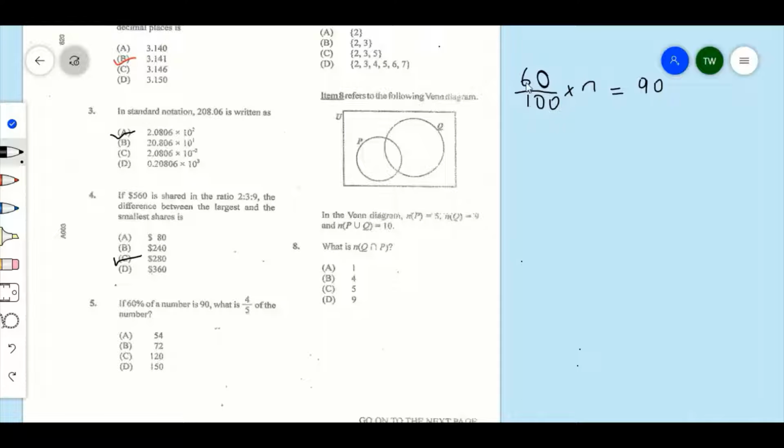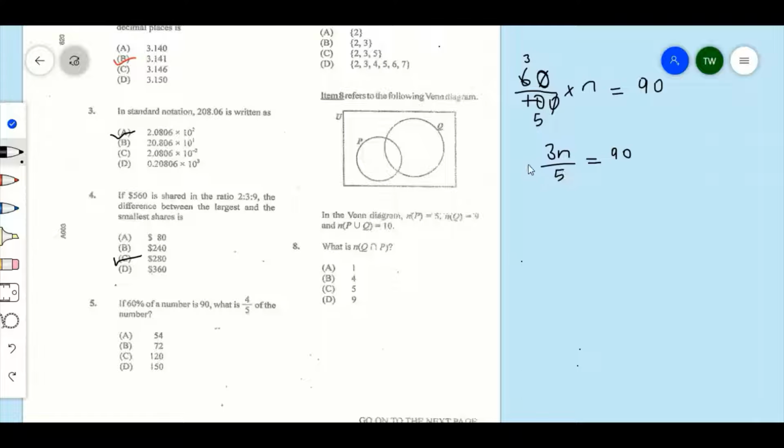We can clearly see that 60 over 100 can be reduced. 0 will cancel out 0 here. We can use 2 to reduce 6, that gives us 3. And we can use 2 to reduce 10, which gives us 5. Now 3 times n, that's going to be 3n over 5, is going to equal 90, right?